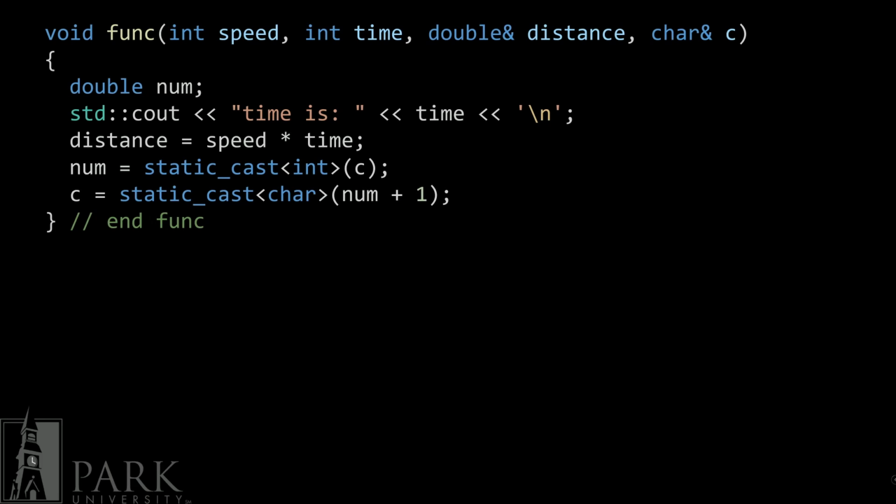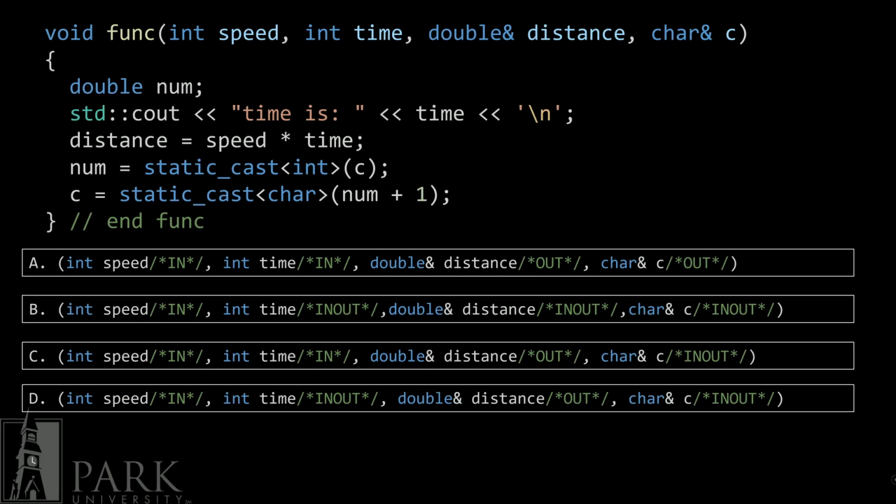Take a look at the following function. Which of the following is the correct mode of parameters documentation? Pause the video and think about each variable and how it's being used. Okay, last chance to pause it. I'm going to reveal the answer.